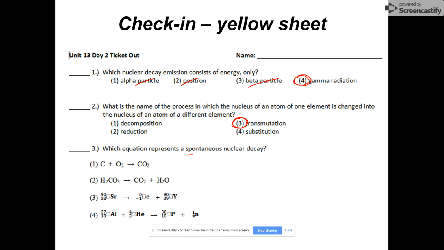Which one is spontaneous nuclear decay? We're going to find one that's, okay, neither of these are nuclear decay. Spontaneous nuclear decay, just ignore these little weird boxes. Spontaneous would be one reactant. Okay? This one would be artificial transmutation. Okay? This one is natural transmutation.